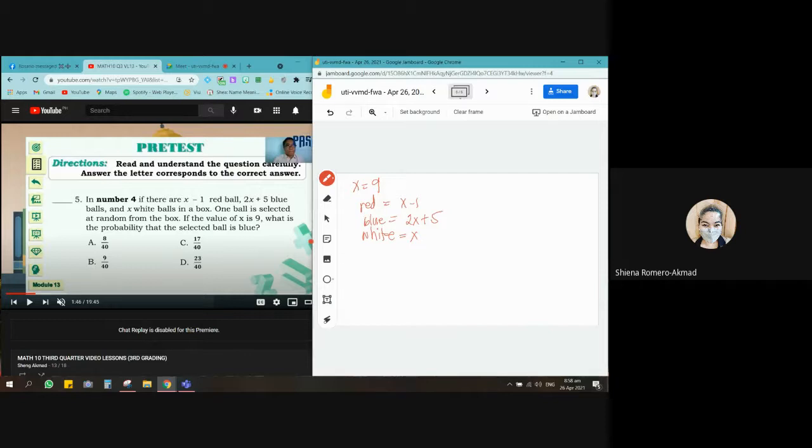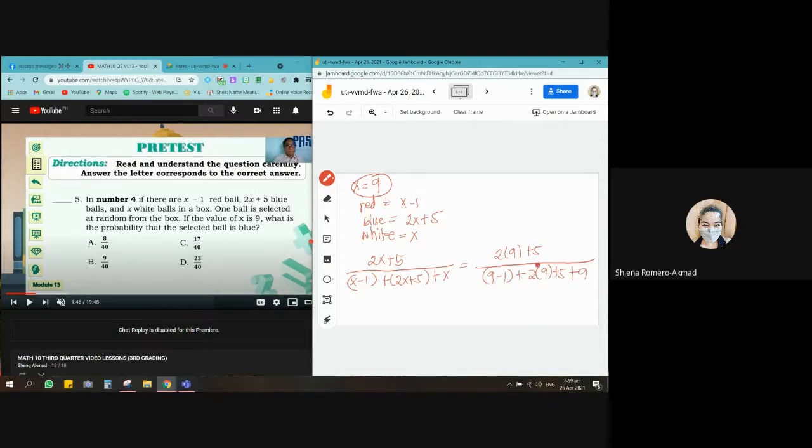So, kung blue yan, syempre blue yung counting natin, no? So, yun yung magiging numerator natin. And the denominator will be x minus 1 plus 2x plus 5 plus x. And then we'll substitute 9, the variable x. We'll have 2 times 9 plus 5 over 9 minus 1 plus 2 times 9 plus 5 plus 9.